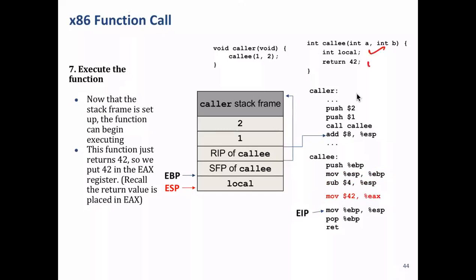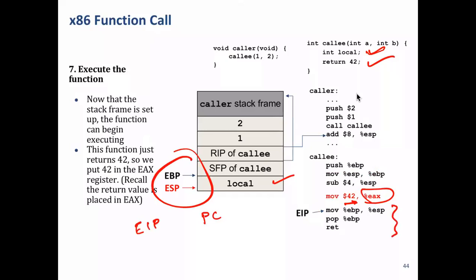Now we are returning 42, and the return value will be in EAX, so we move 42 to EAX. Of course there will be nothing else on its stack. The local variable we have just created comes here. That's it. Now execution of this function is over. Now we have to change the value of ESP, EBP and the program counter, which is the instruction pointer, EIP.